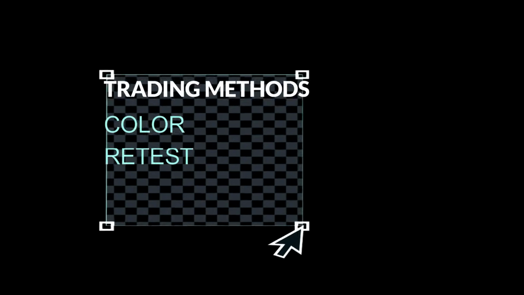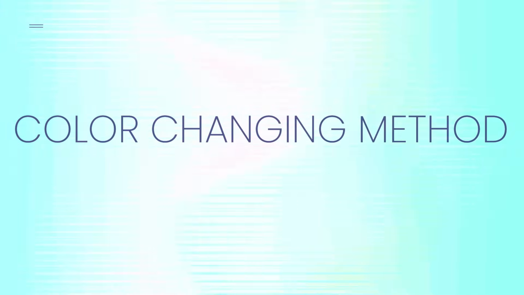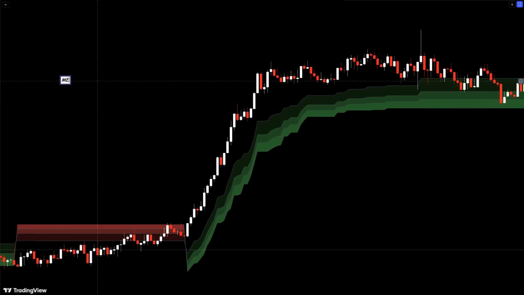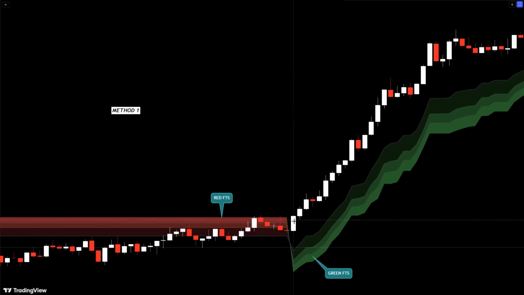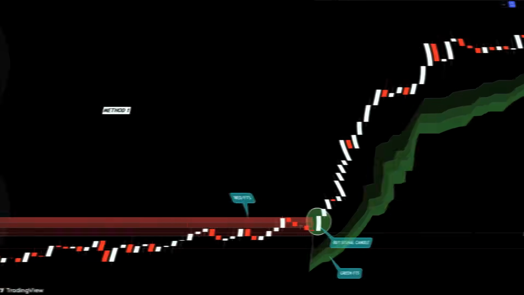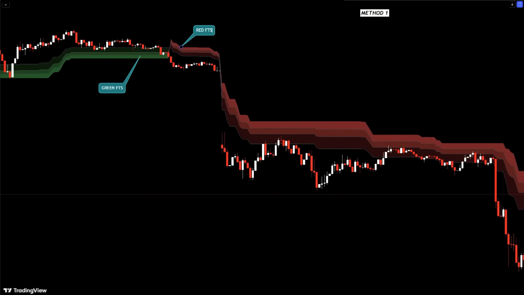There are two main ways we can look for potential trade entries using just the FTS ribbon initially. The first method is the color change. A change from green to red signals a potential place to look for a sell. And of course, red to green could signal a potential buy.